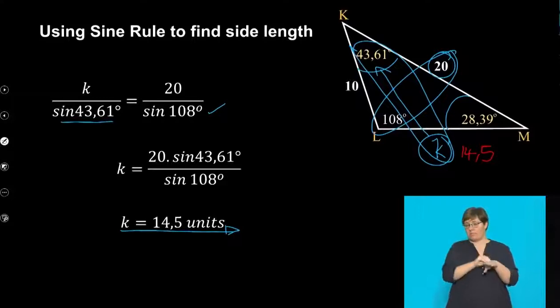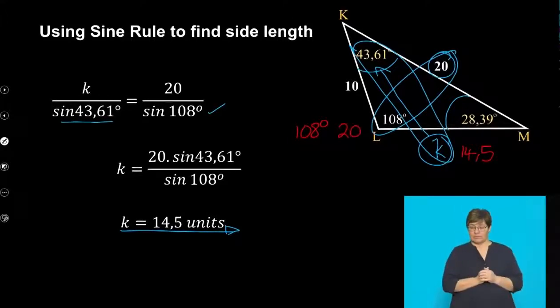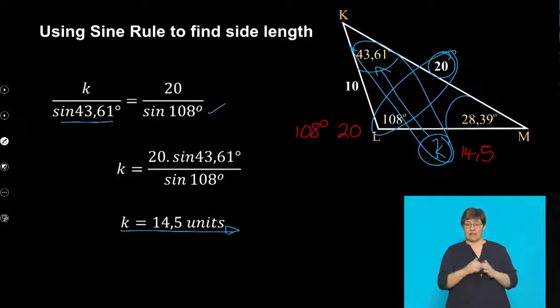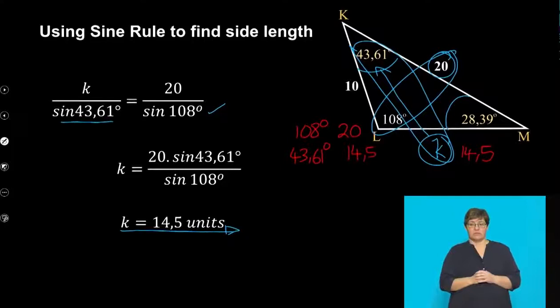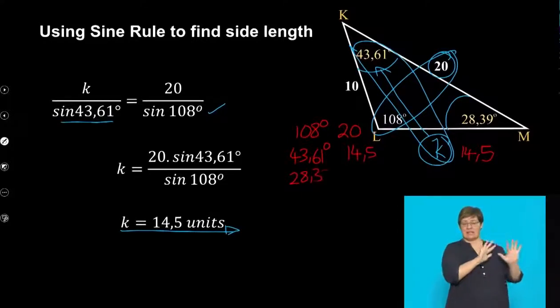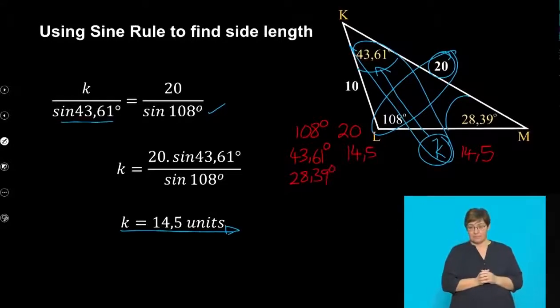So again, let's do our quick check to see if our answers make sense in the context of our problem. Our greatest angle is 108 degrees, and the side across it is 20. The next biggest angle is 43,61, and the side across it is 14,5, so that looks correct. And the third angle and side that we found is 28,39, and the side across it is 10.